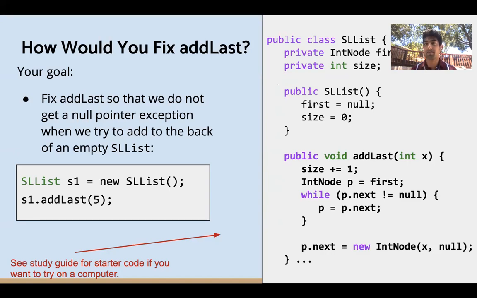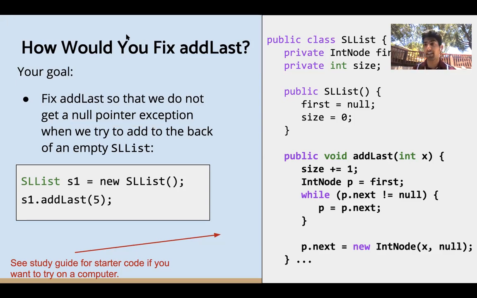But the problem with that, very slight problem, is what we just coded up, addLast, right? If we look at addLast here, when I execute this call right here, notice that p is first, and if first is null, then p is null. And if I do null.next, it's going to throw a null pointer exception, okay? So this is the problem.